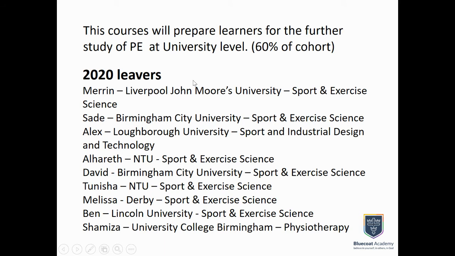This slide shows us that last year, our 2020 leavers, 60% of our cohorts that were studying some form of sports science qualification, 60% of them used that qualification to go on to university. And you can see some of the universities that they went to and the kind of stuff that they're studying. There's lots of sport and exercise science courses out there. We've also had physiotherapists and sports coaches and things like that. But that just gives you an idea of what studying A-level PE can lead on to directly after you've finished it.